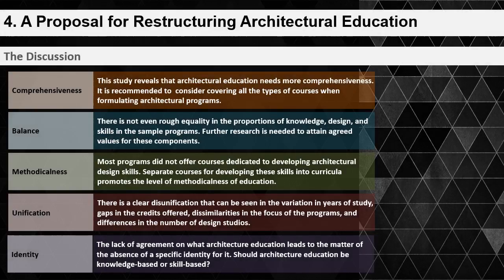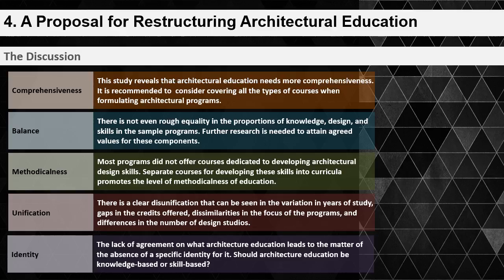This study reveals that architectural education needs more comprehensiveness. It is recommended to consider covering all the types of courses when formulating architectural programs. There is not even rough equality in the proportions of knowledge, design, and skills in the sample programs. Further research is needed to attain agreed values for these components. Most programs did not offer courses dedicated to developing architectural design skills. Separate courses for developing these skills into curricula promotes the level of methodicalness of education.